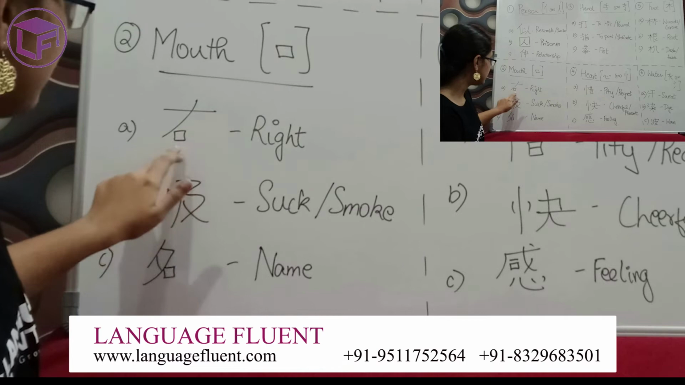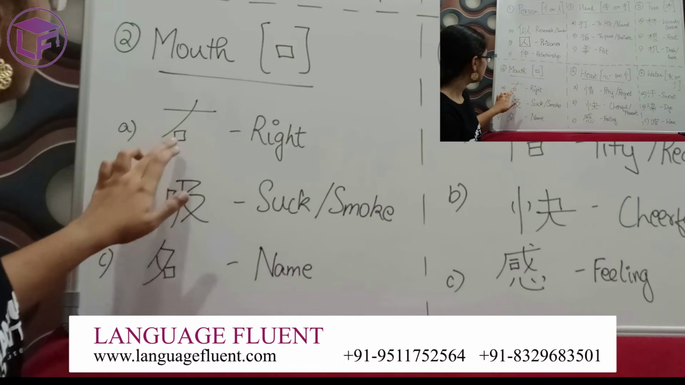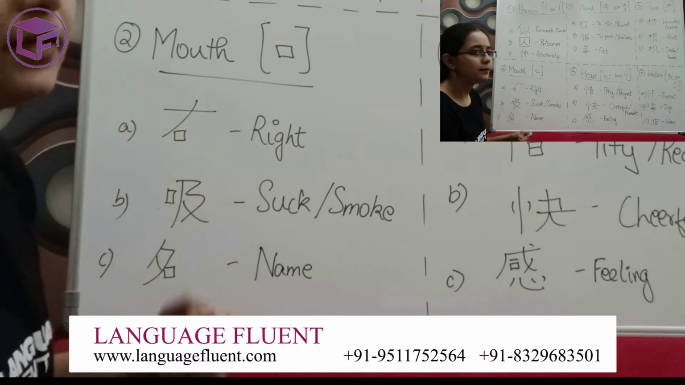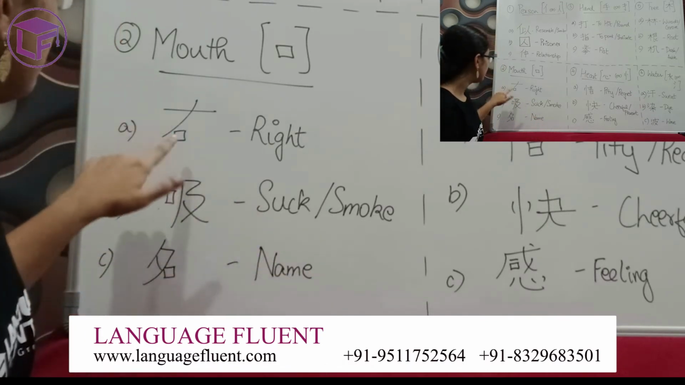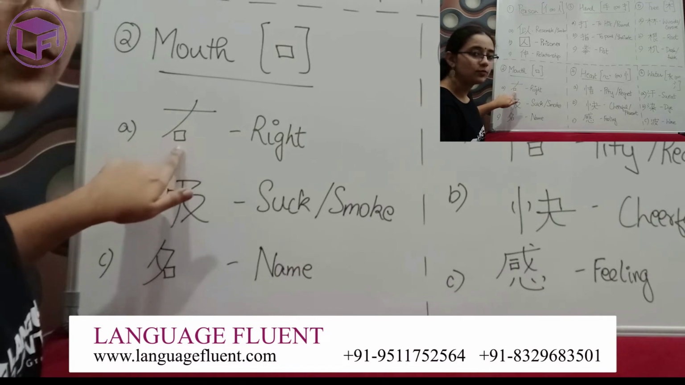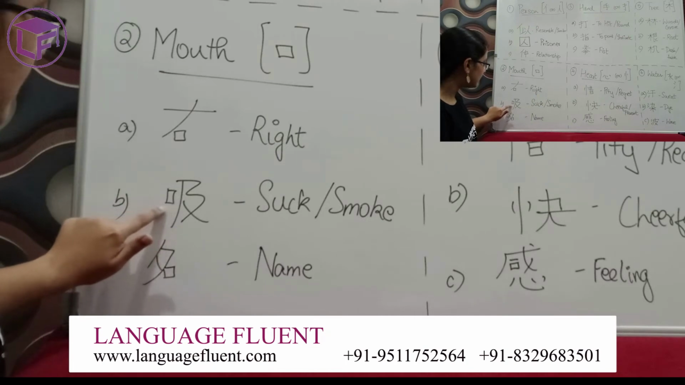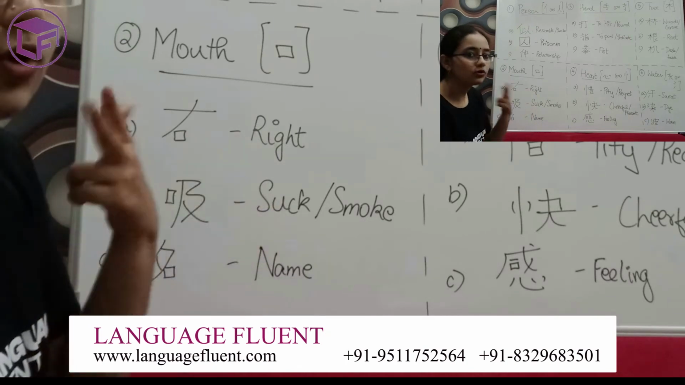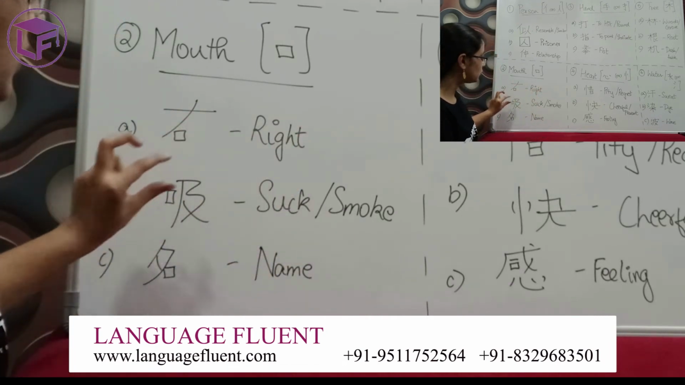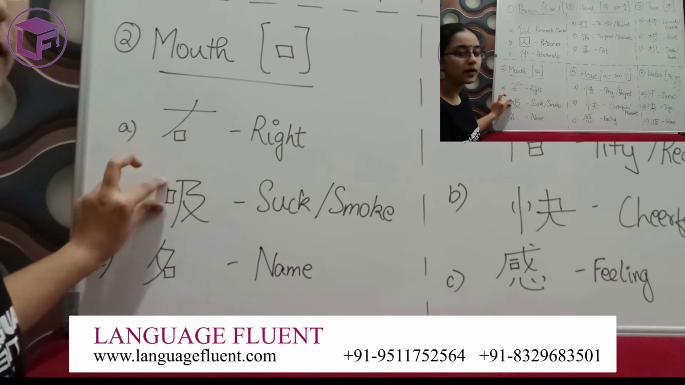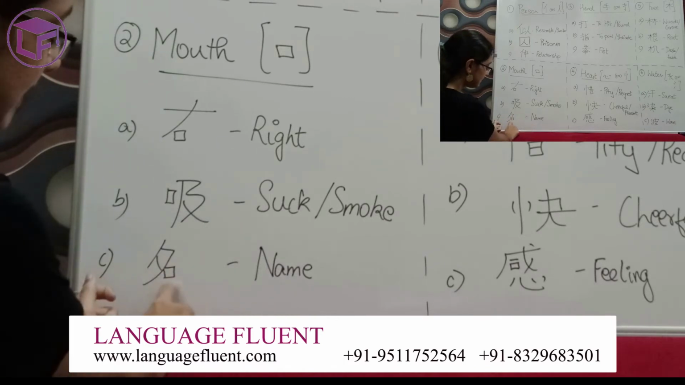The next radical, mouth. When used in the first kanji, this kanji means right. Right side, left side, that right. So here you have this mouth radical. You can maybe associate it with eating with the right hand. So you use the right hand for eating, and the mouth radical forms part of the kanji which represents right. The next one, here you have the radical again, and this means to smoke or to suck. So again that involves the mouth. So you know that this kanji has something to do with the mouth, because this radical forms part of the kanji.